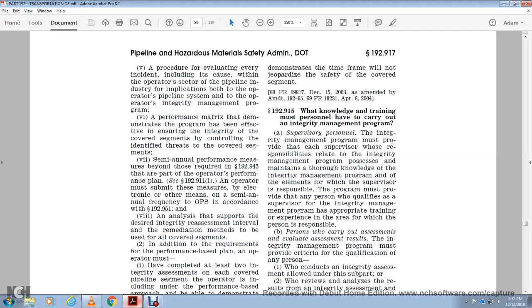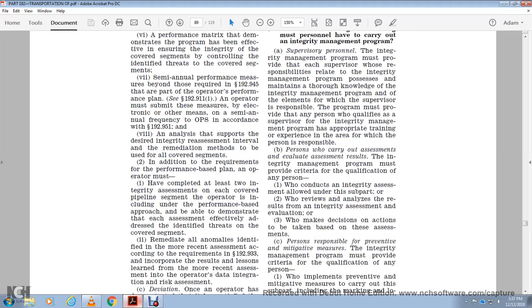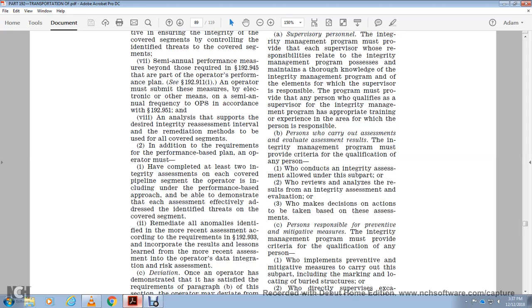In addition, under these requirements for the performance-based approach, operators have to complete at least 2 integrity assessments of each of the covered pipeline segments of the operator. Including on the performance-based approach, they must be able to demonstrate that each assessment effectively addresses the identified threats for the covered segment, remediate all anomalies identified with the more recent assessment according to the requirements of 192.933, and incorporate and resolve the lessons learned from the more recent assessment for the operator's data integrity integration and risk assessment.